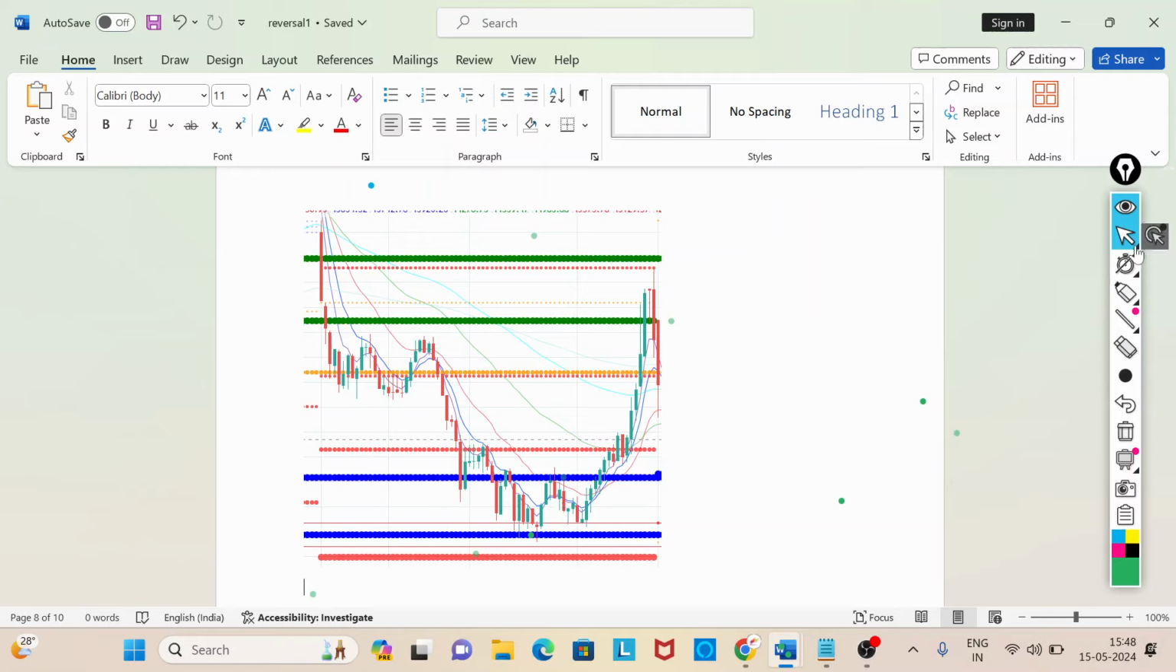And as soon as we see this kind of scenario as I mentioned here, where it crossed the 5 MA and came down, and again it went back into the 5 MA with a bullish candle, there is every time a chance that it will go up. This is the case.